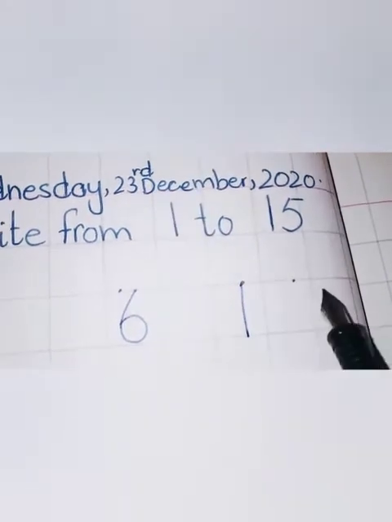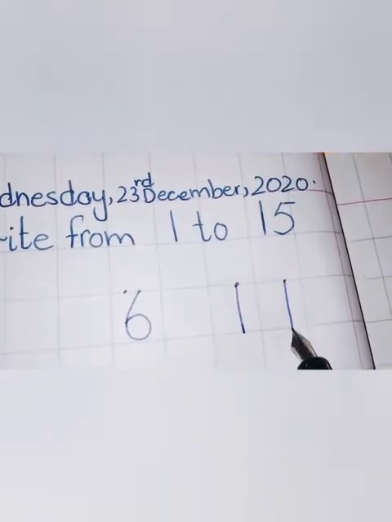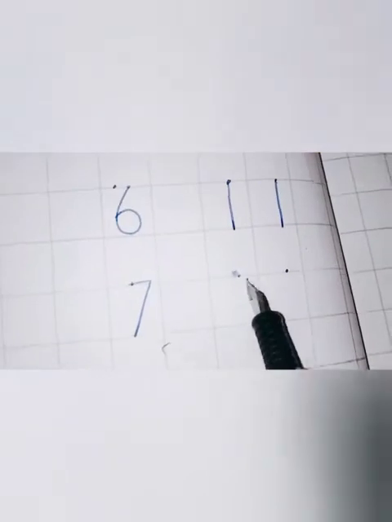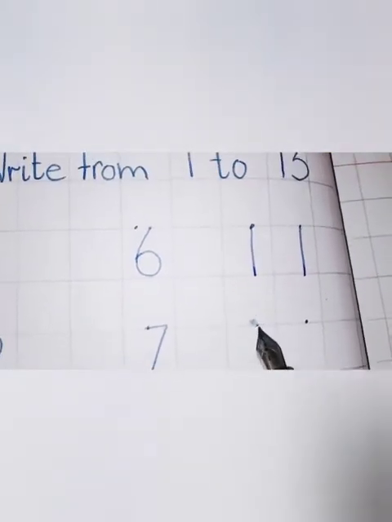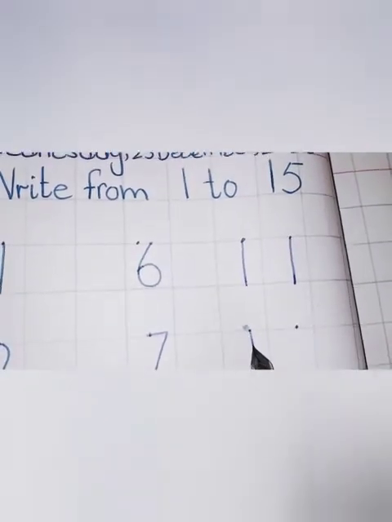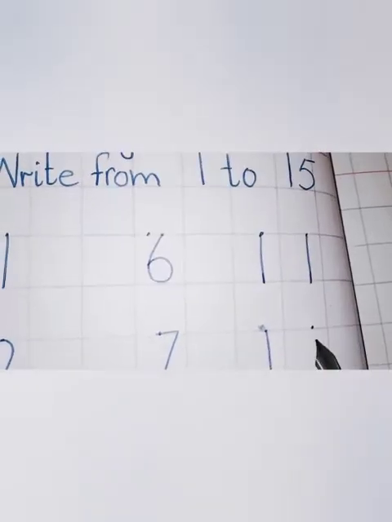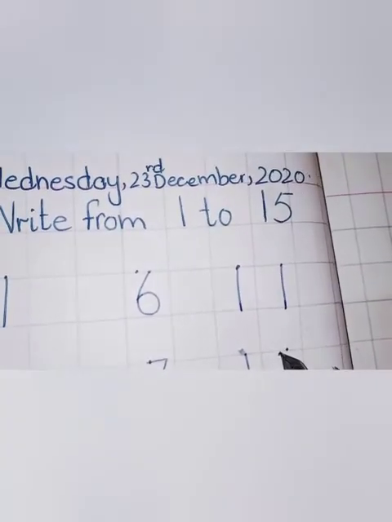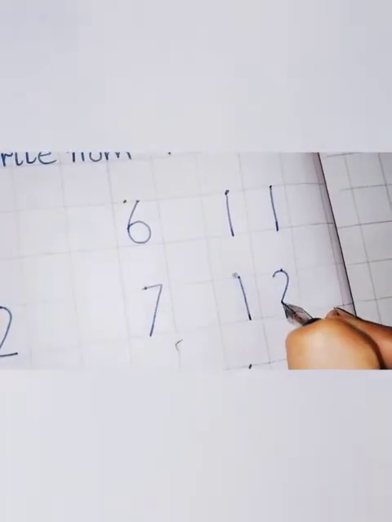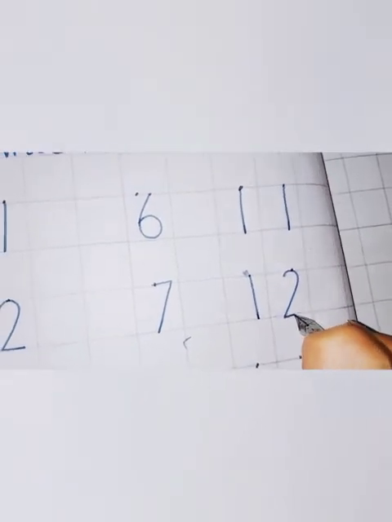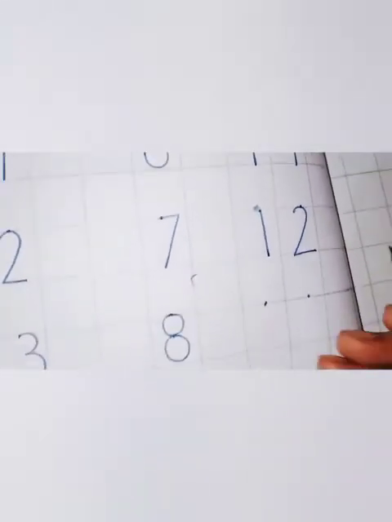And here we write number 11. Straight line and straight line. It's number 11. Now we write number 12. First we write 1. Now this is starting point, making a curve, making a slanting line and making a straight line. It's 12.